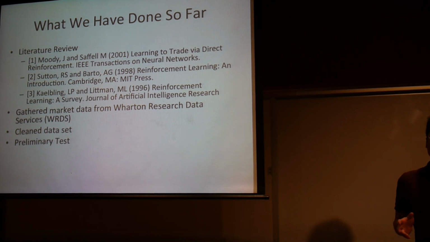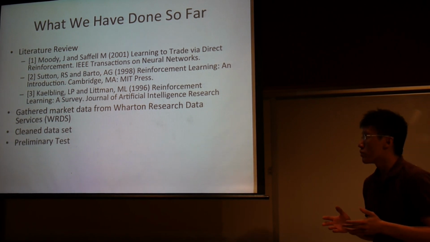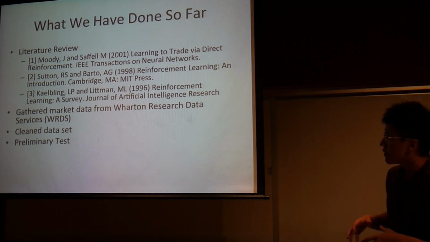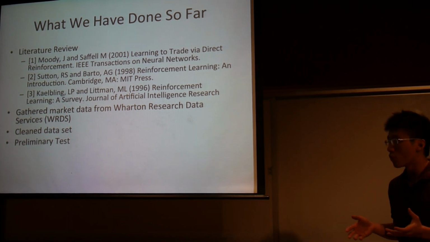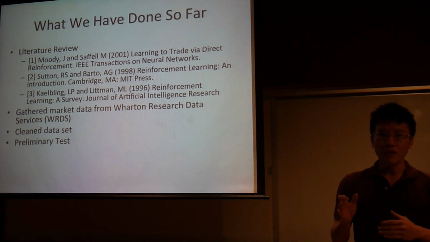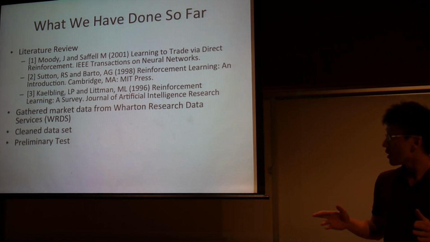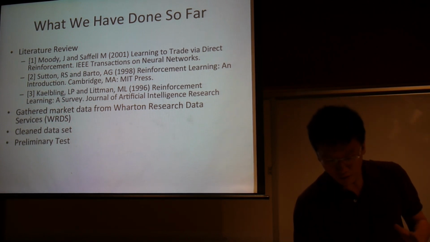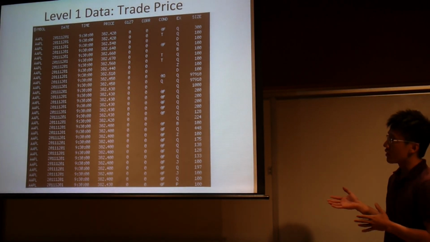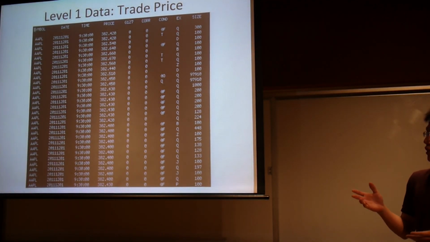Now, in terms of the literature review, there are actually a few authors doing research in this field, even here in Berkeley. And the data that we have gathered is from Wharton, and it is a list of all the stock data on the NASDAQ, and it's level 2 data basically. I'll show you what exactly it means. So this is a particular screenshot of what you could expect.